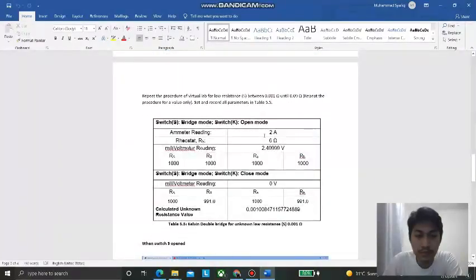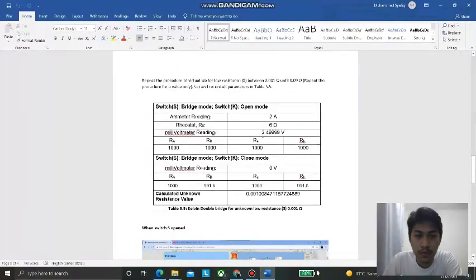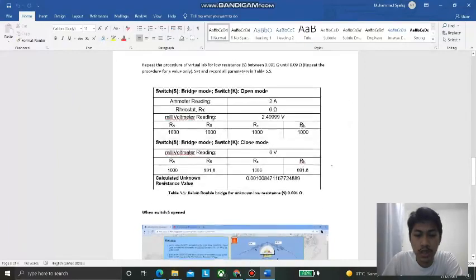And next, for experiment 2, we need to find the calculated unknown resistance value by using the load resistance between 0.001 ohms until 0.09. So in this experiment, we use 0.001 ohms.